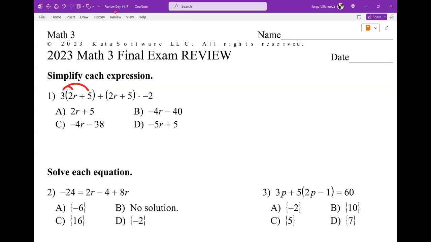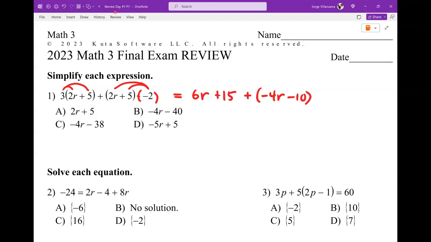This -2, see how it says times right here? There's a multiplication sign. So you can write it like that if you want, so you can backward distribute. So 3 times 2r, that's 6r, and 3 times 5, that's 15. And then I'm going to put plus. Now, -2 times 2r, that's a -4r. And -2 times 5, that's -10.